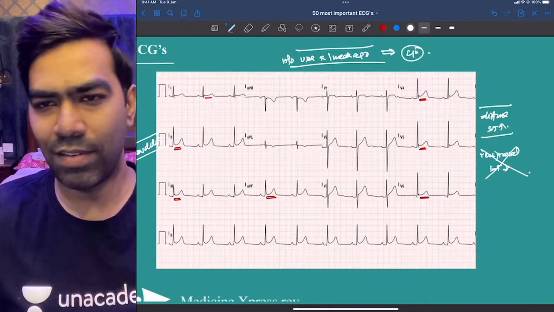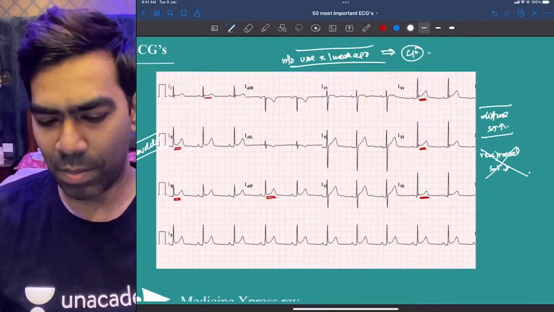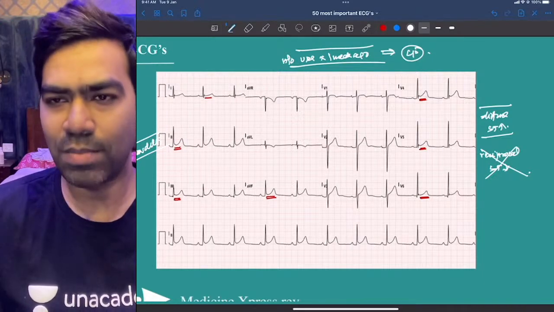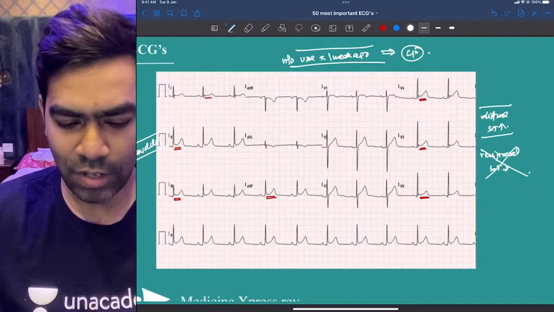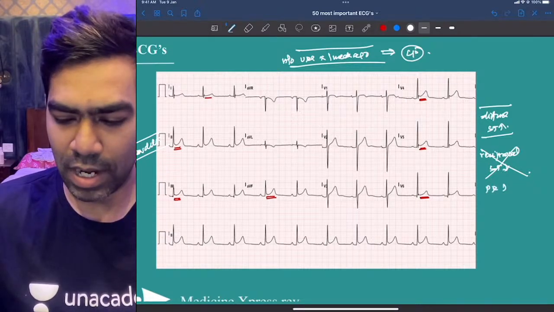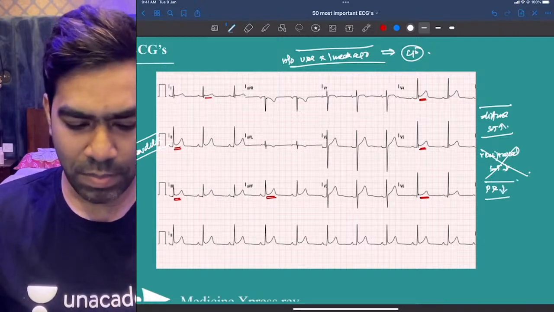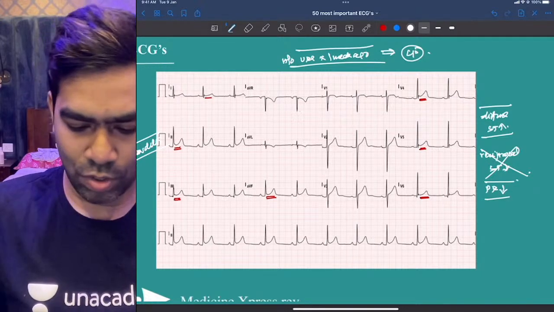So remember, leave out the lead AVR. AVR is a global negative lead. So you should not take AVR into account. But apart from that, you're not seeing any reciprocal ST segment depressions. It's only ST elevations everywhere in the EKG. And apart from that, you will be able to see PR elevations, PR depressions, and sometimes TP segment downsloping also.